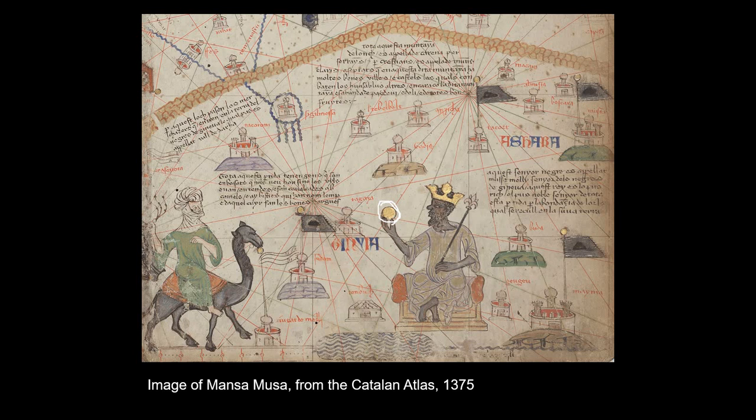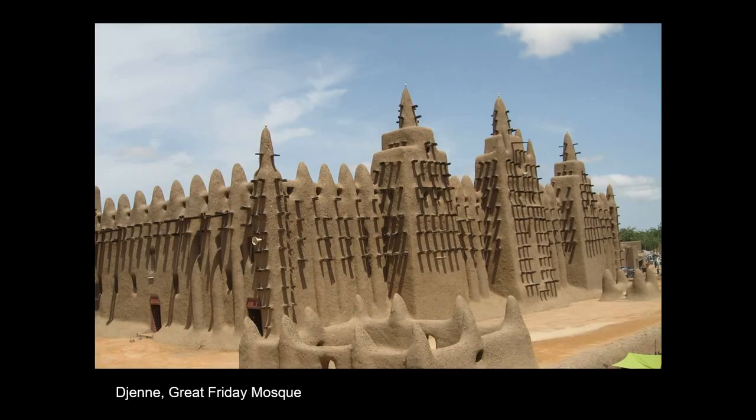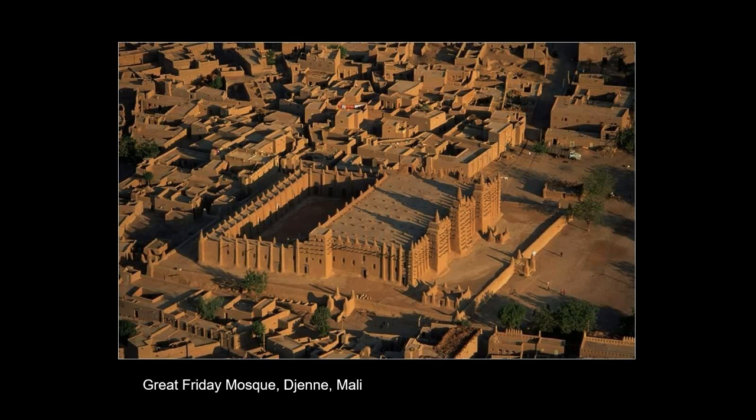So one of the wealthiest nations on earth. We do have a few great monuments from this time. In Djenne, we have the Great Friday Mosque, which was built probably originally under the Mali Empire, but made entirely in native African architecture, made out of mud brick, with these timbers that hold it together.